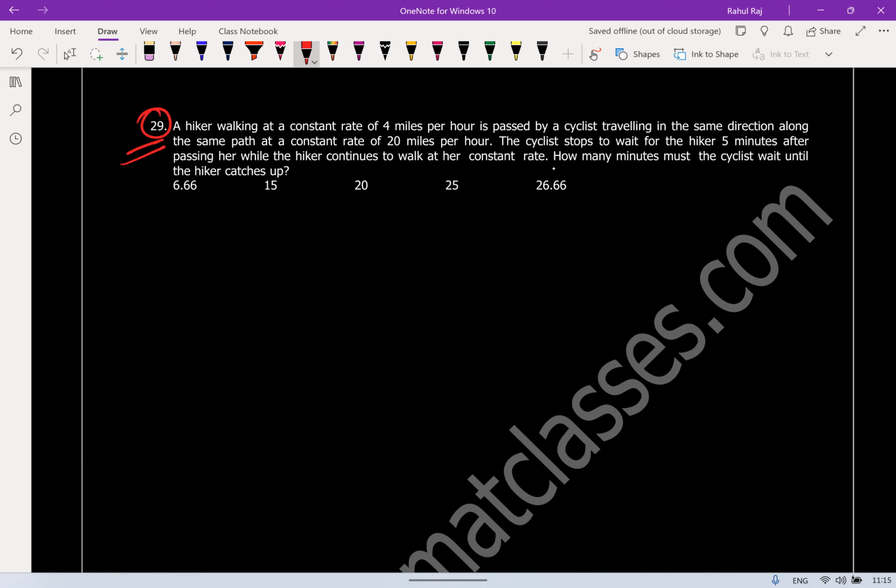So it says a hiker walking at a constant rate of 4 miles per hour is passed by a cyclist traveling in the same direction along the same path at a constant rate of 20 miles per hour. The cyclist stops to wait for the hiker 5 minutes after passing her. So imagine this is the hiker, which is walking at 4 miles per hour, and this is the cyclist, which is going at 20 miles per hour. Imagine this is the place where the cyclist crosses the hiker.